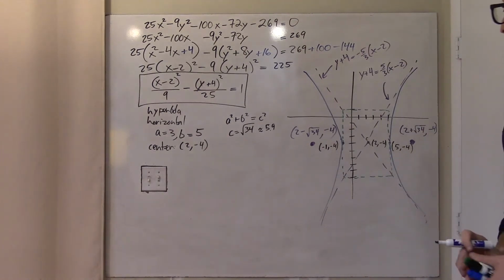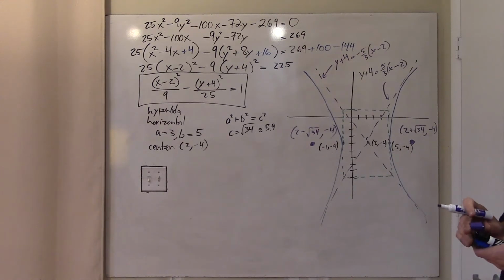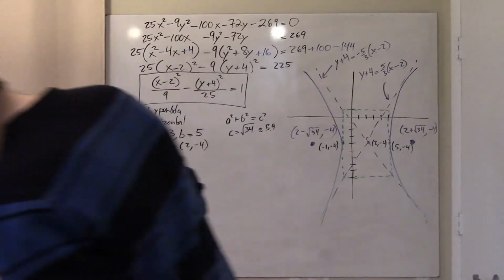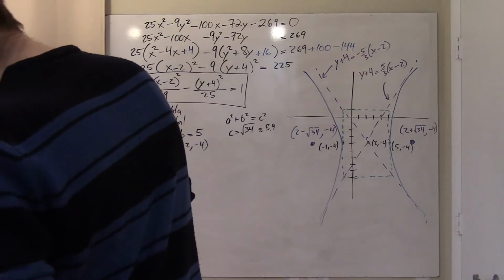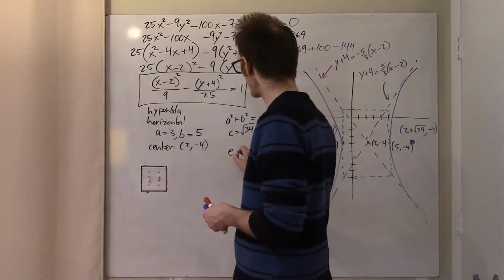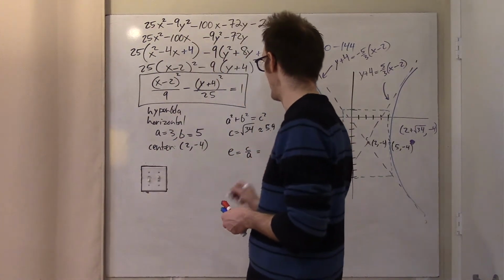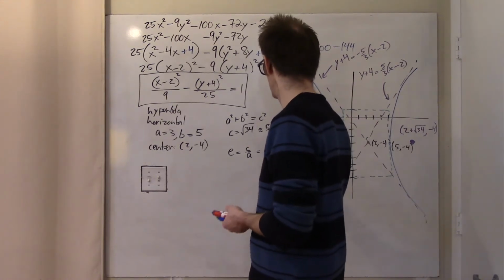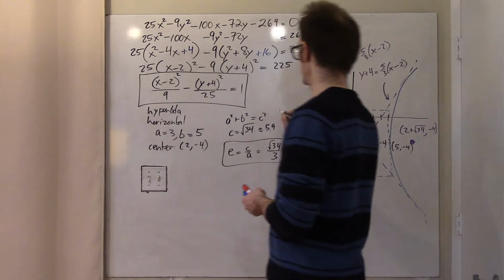So, alright, I got my foci, I got the coordinates of my foci, I got the equations of my asymptotes. I think we're pretty much done. Two more tiny things. What is the eccentricity? Eccentricity is c over a, so that's just going to be root 34 over 3. There's not much exciting to say about that.